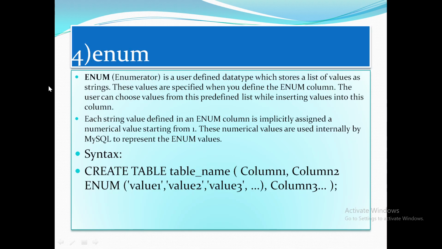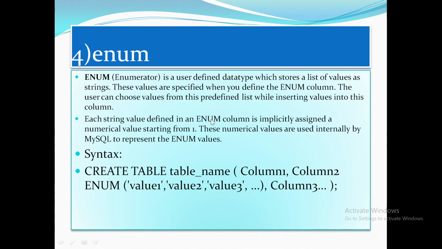And the fourth one is enum. Enum is used to define data which stores a list of values or combination of values, as strings. These values are specified when you define the enum column. The column user can choose values from this predefined list. Predefined means already defined, already created values. We should write only whatever we initialized in the enum, only those names we consider. Don't write a new string. That's the meaning of a predefined list while inserting values into this column.